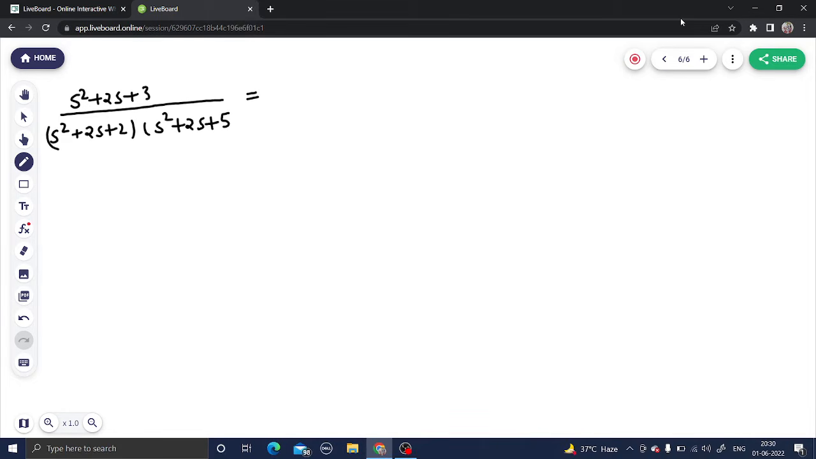Now the first one will be As plus B divided by the first bracket, which is the first quadratic expression s square plus 2s plus 2, plus Cs plus D over the second bracket, which is s square plus 2s plus 5. Fine. Now we can simplify it one more time.